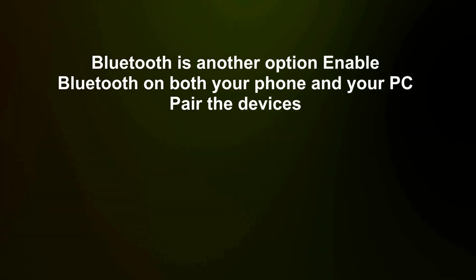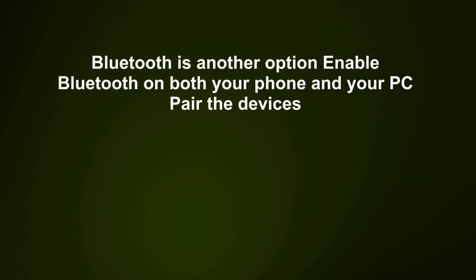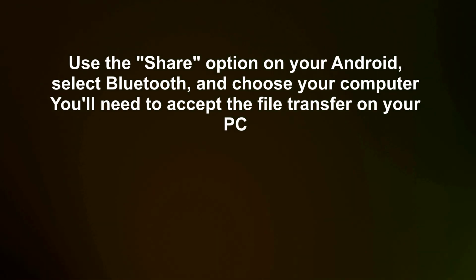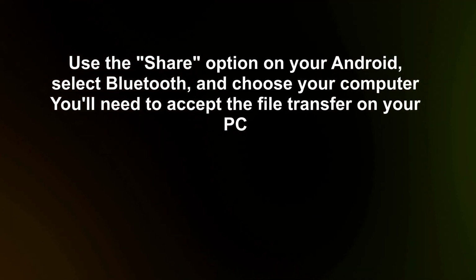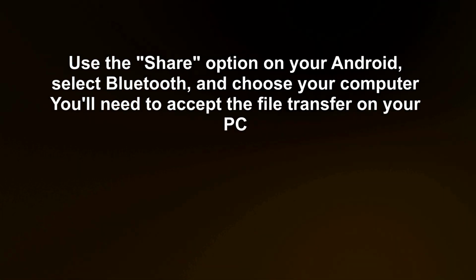Bluetooth is another option. Enable Bluetooth on both your phone and your PC. Pair the devices. Use the share option on your Android, select Bluetooth, and choose your computer. You'll need to accept the file transfer on your PC.